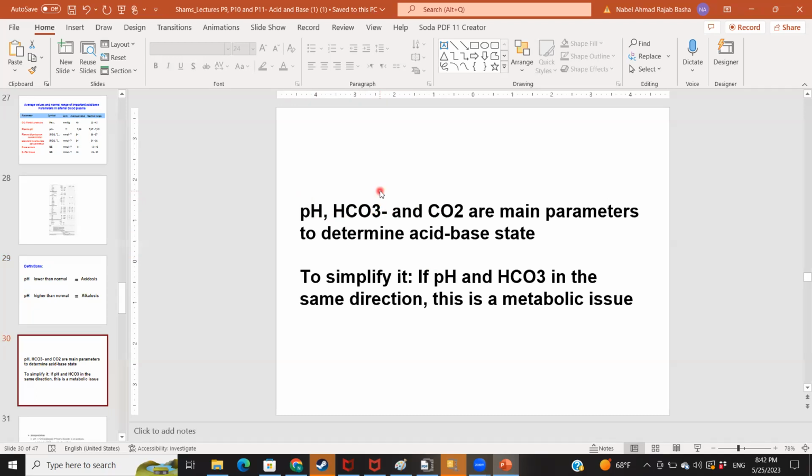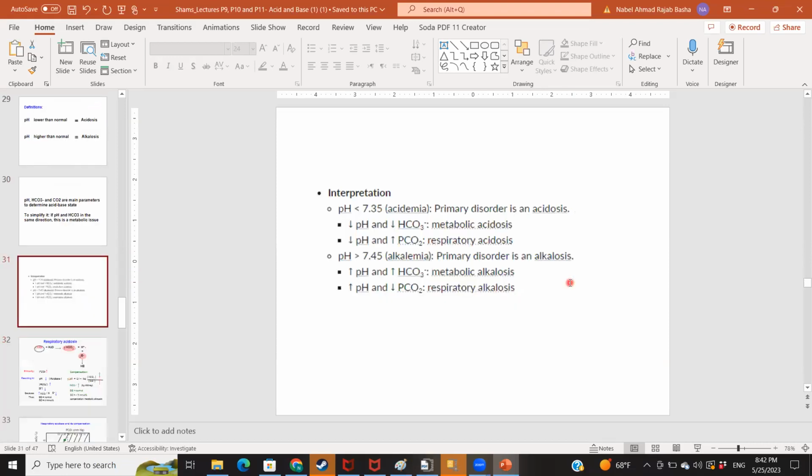An easy way to remember it or to simplify is if pH and bicarbonate are going in the same direction, this is a metabolic issue. For example, let's say that the patient is having a low pH of less than 7.35. The pH and bicarbonate are in the same direction. They are both going down. We drew a venous blood gas, a VBG from the patient, and we read pH and bicarbonate and CO2 and so on. We see that his pH is low, and both pH and bicarbonate are going in the same direction. If they are both in the same direction, this is a metabolic issue.